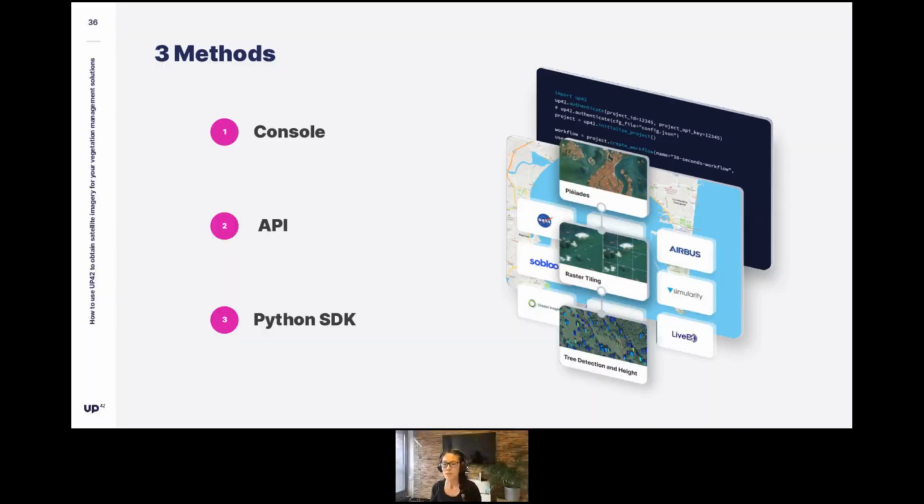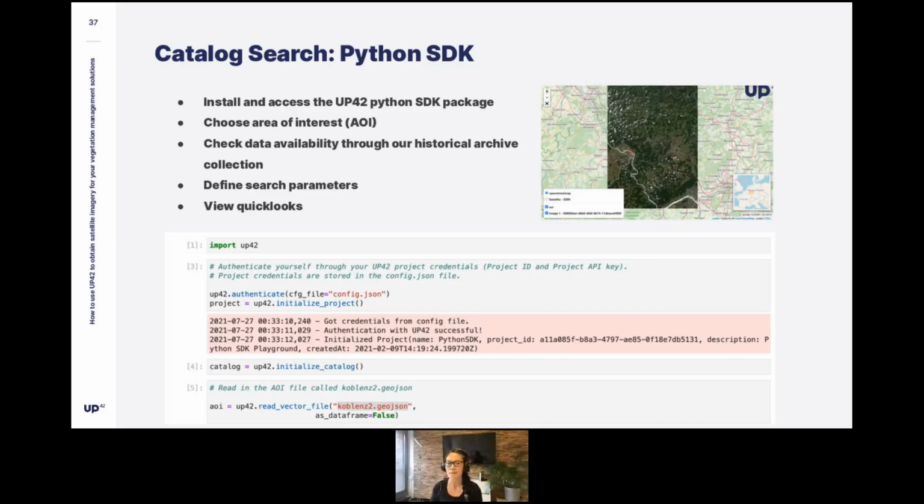So through our platform, you have three major ways to search for these data sets that I have mentioned. And these consist of one, the console, two, the API, and lastly, the easy-to-use Python SDK. So for today's demo, I will primarily focus on the Python SDK. The Python SDK is great for building solutions with UP42 at scale. We have a whole website on the SDK where we have detailed guides and tutorials on installing and setting up the UP42 Python package onto your own machine, as well as how to do other functionalities through the SDK.